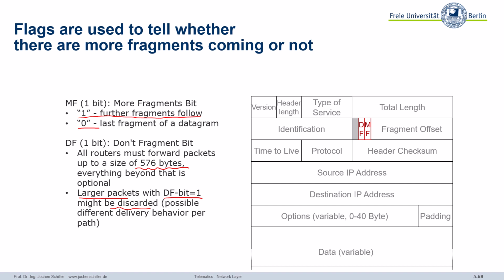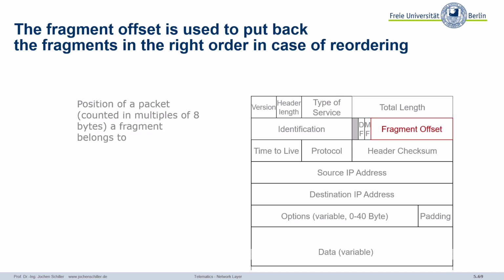Okay, now we know where all the fragments belong to because of the identification. We know which one is the last one, but we don't know how to sort. And this is why we have the fragment offset. The fragment offset tells me where the fragment belongs to. It counts in multiples of 8 bytes.